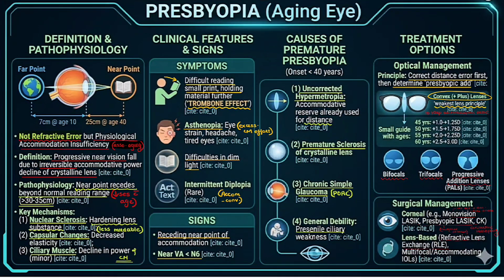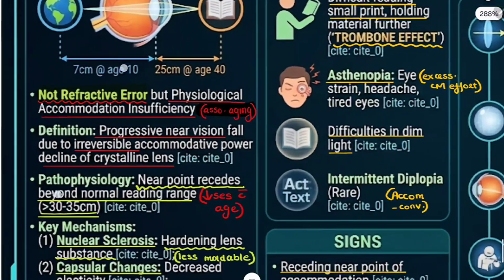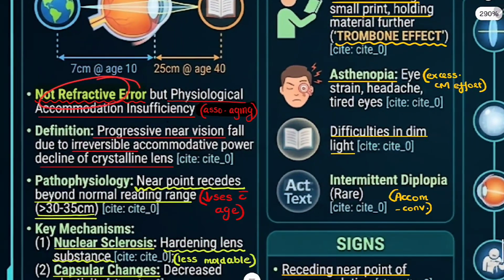Hi guys, this video is about presbyopia. So presbyopia is aging eye. So how is it different? It is not a refractive error but physiological accommodation insufficiency associated with aging.